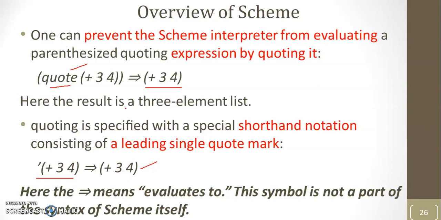Here we are using a symbol, this implies symbol. It means that it evaluates to. So it is not a syntax of Scheme, and it will not be included in the code. It is just to understand what the statement will evaluate to and what result you will be getting.